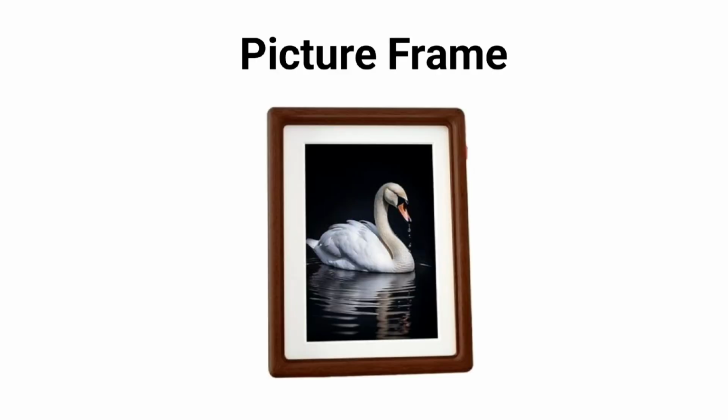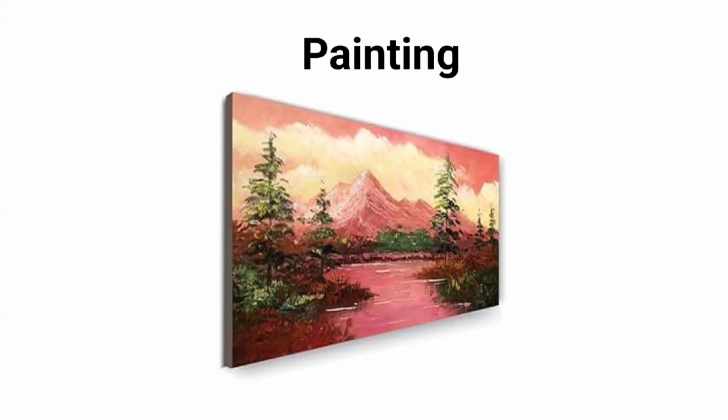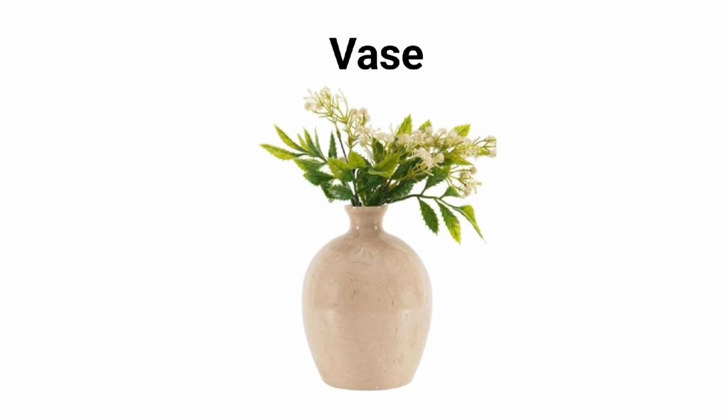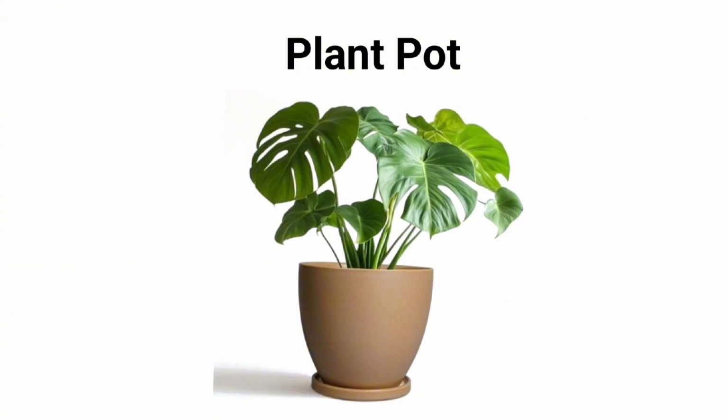Picture frame. The photo is in the picture frame. Painting. The painting is beautiful. Vase. Flowers are in the vase. Plant pot. A plant grows in the pot.